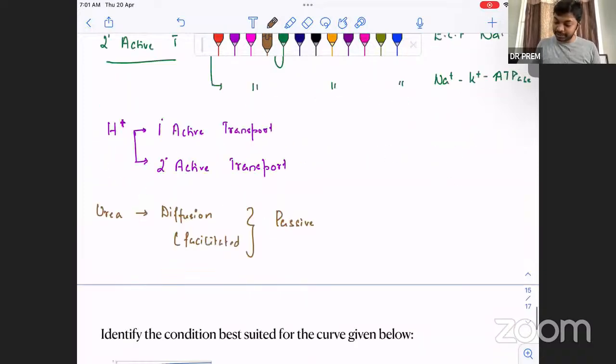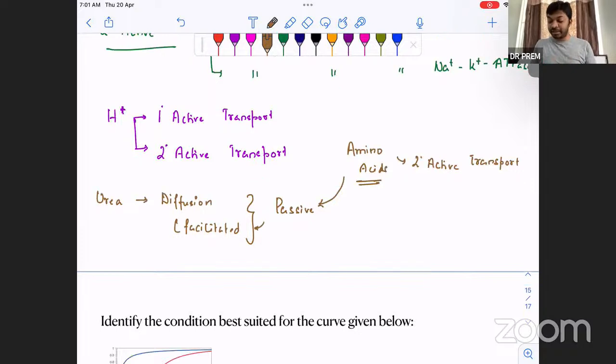Coming to amino acids. Amino acids also undergo passive transport. Primarily, amino acids are moved by passive transport, that is, facilitated diffusion. Very rarely they are transported by secondary active transport as well, only in kidneys. Only in kidneys, there is sodium-dependent amino acid co-transport. Again, that's quite rare.